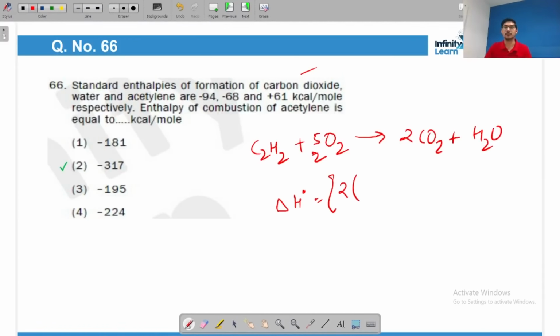So this will be 2 multiplied by that of carbon dioxide, which is given to be minus 94, plus the value of water, which is given to be minus 68, and minus the enthalpy of formation for oxygen gas, which is 0 by definition. Then we are left with acetylene, which is plus 61 basically. If you solve it, you will find the answer to be minus 317.